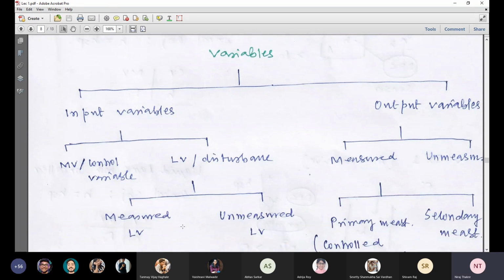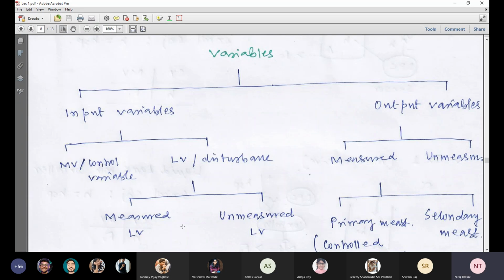Now this disturbance variable is again two types. One is measured load variable or measured disturbance. Another one is unmeasured disturbance. Disturbance variable is again two types: measured load variable or measured disturbance, and unmeasured load variable or unmeasured disturbance.